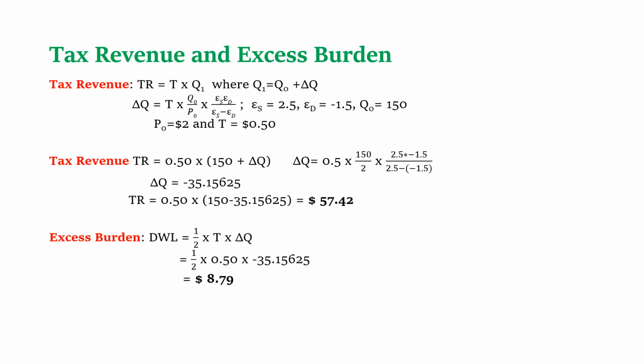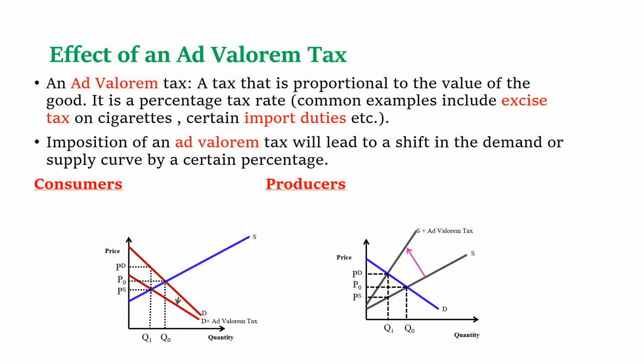And then the excess burden is just half times T times delta Q, which is half times the tax, 0.5, times delta Q, which is 8.7. Notice that it is going to be negative here because of this negative sign. But the reason why I put a positive sign here is so we take the absolute value, right? We don't report negative quantities. Okay, thank you.